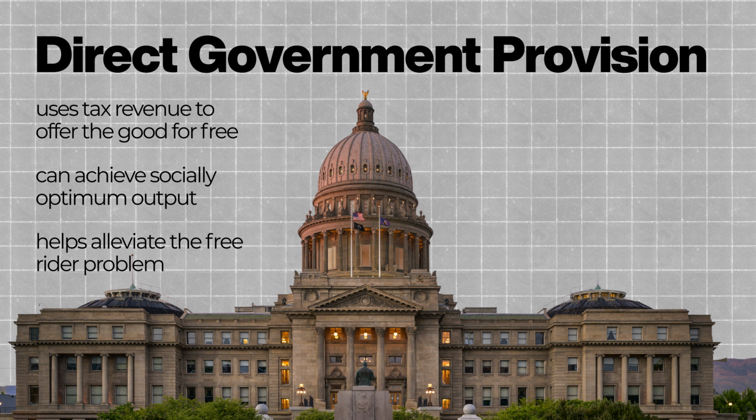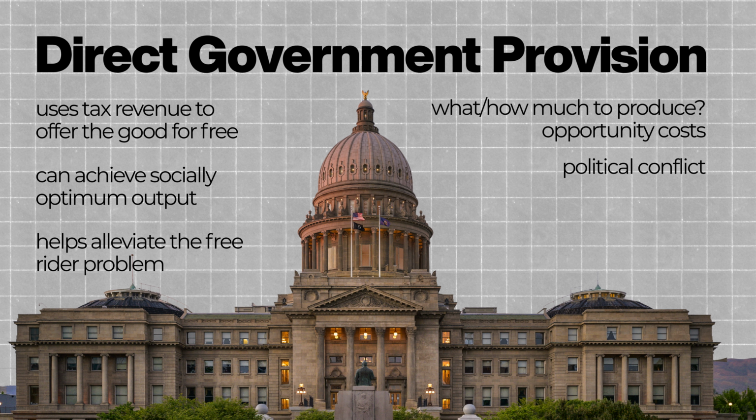But it's not quite that simple. Direct government provision raises some issues about choice and allocation. Which goods should be provided, and in what quantity? A limited government budget means that resources are scarce, and choices need to be made, which will always bring about opportunity costs of the options that weren't chosen. This can cause major political conflicts between opposing parties, since each would probably have very different ideas on how the budget should be spent to best benefit society.